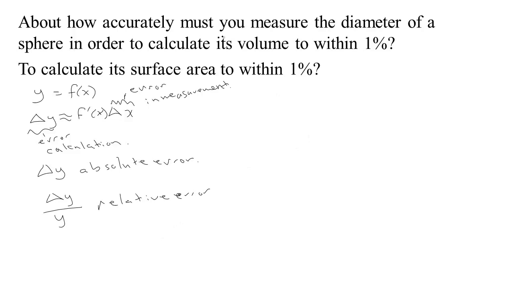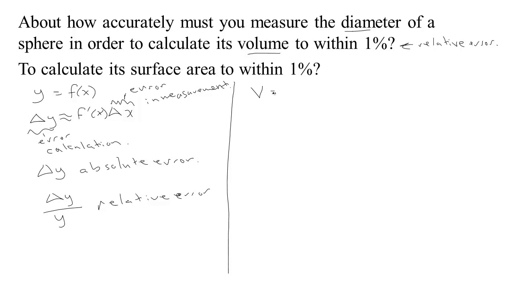So here's an example. We're asked, how accurately must you measure the diameter of a sphere in order to calculate its volume to within 1%? So we see this 1%, that's 1 in 100, right? That's some kind of fraction, some comparison. So we're talking about relative error in this case. Okay, so we're going to make some measurement. We're going to plug it into a formula and calculate its volume. And we want to ask this question about the error. Well, first we have to ask ourselves, what formula do we use?